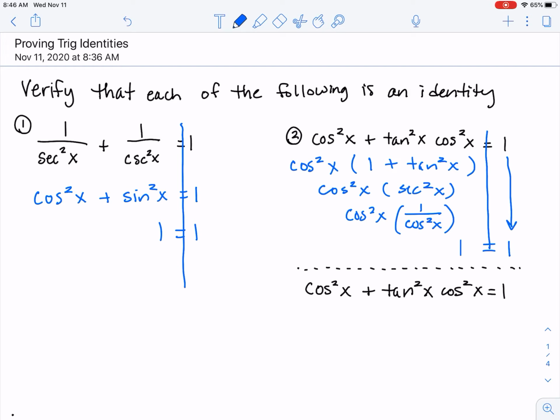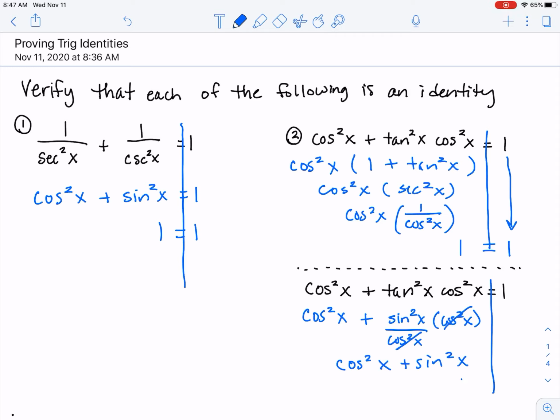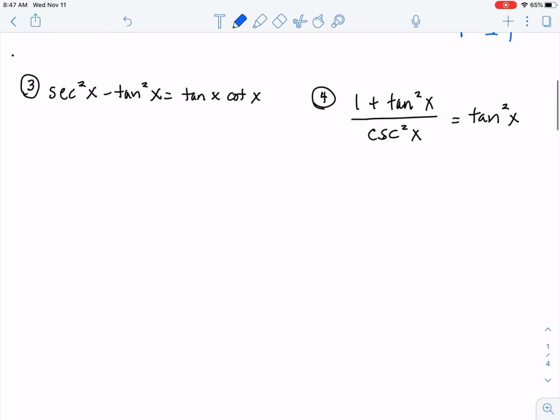Another possibility, you might have noticed that the tangent squared x, well, what do we know about that? Well, we know that it is equal to sine squared x over cosine squared x, and if I multiply by cosine squared x, these cosines cancel. Let me draw my line here. And I got cosine squared x plus sine squared x. Well, what do I know about that? Well, that equals 1. And I'm bringing down that 1. 1 equals 1. Left-hand side equals the right-hand side. Okay? That is your proof that the identities exist, that these are true, when the left-hand side equals the right-hand side. Got a few more examples here for you.